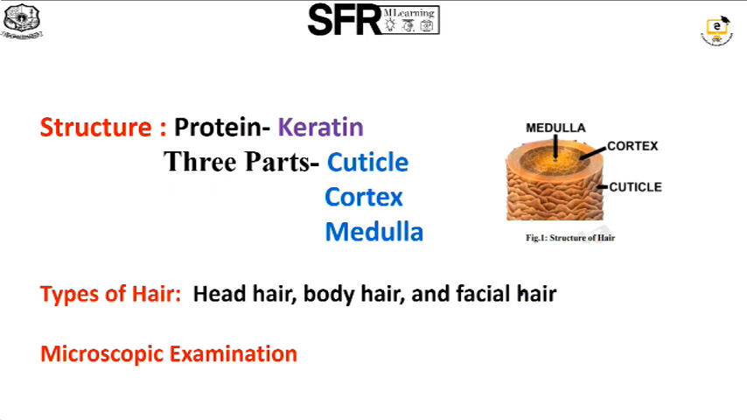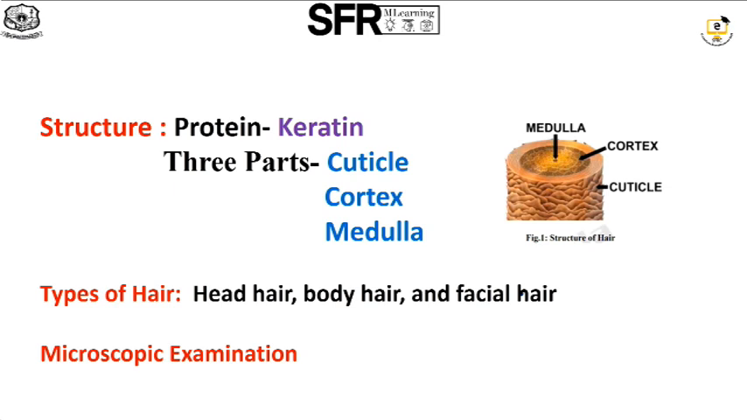Hair has 3 parts. First one, the cuticle, is the outer layer. Next, the cortex, is the middle layer. Next one is the medulla, the inner layer. Of the types of hair, there are 3 types in humans: head hair, body hair and facial hair. Animal hair is also commonly encountered in forensic investigation.